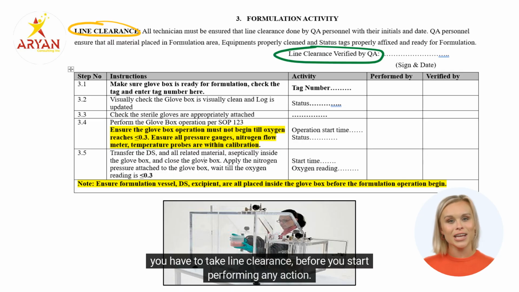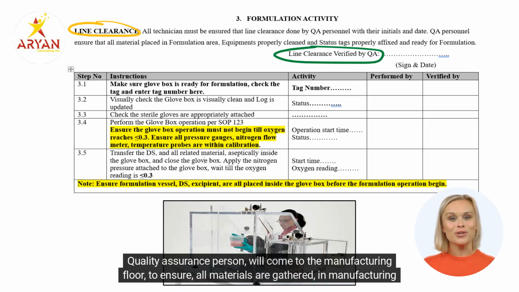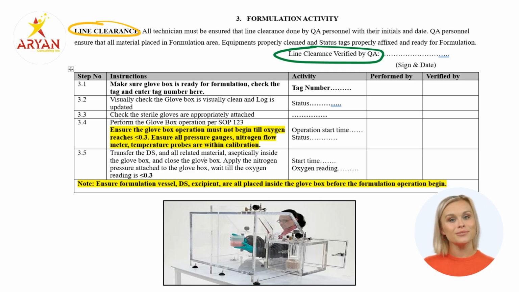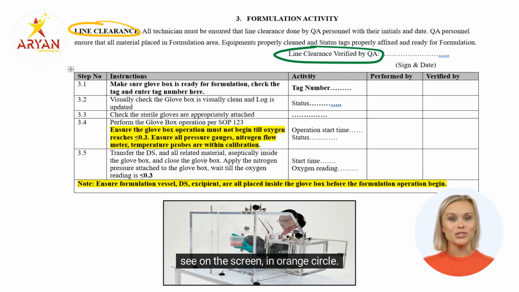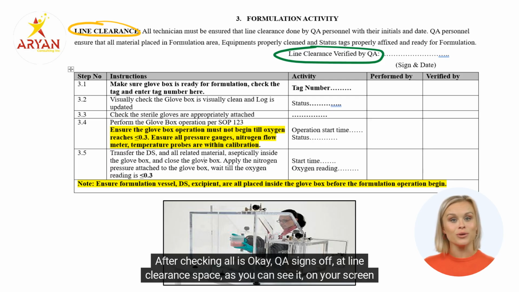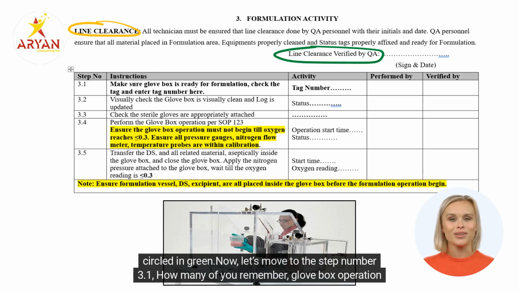Quality assurance person will come to the manufacturing floor to ensure all materials are gathered in manufacturing area. All equipments are properly cleaned and status tags indicate that they are ready for use, as you can see on the screen in orange circle. After checking all is okay, QA signs off at line clearance space, as you can see on your screen circled in green. Now let's move to the step number 3.1.